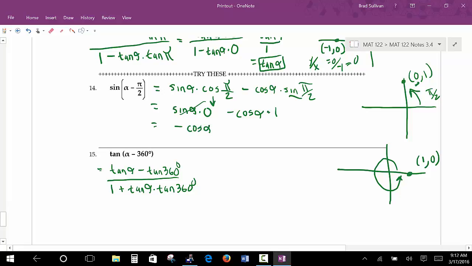Okay, so if I wanted you to prove that the sine of alpha minus pi over 2 is negative cosine alpha, that's how you would do it. It'd be a real easy proof. Just pull out the identity. Okay, now I wrote the tangent identity. Go ahead.